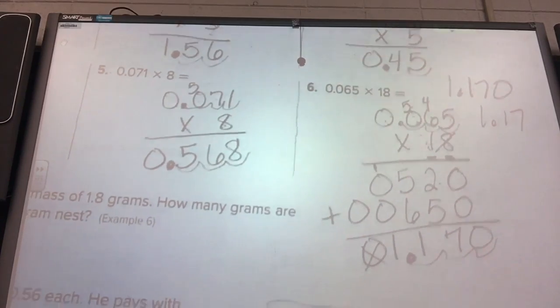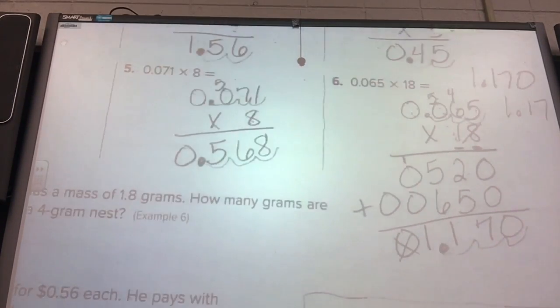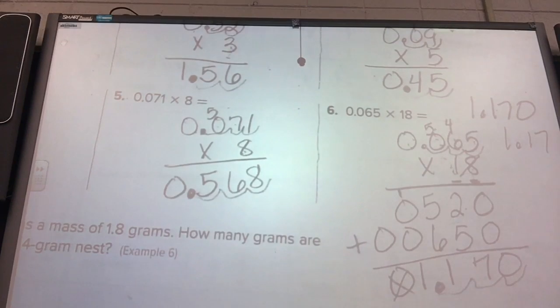So if you feel more comfortable putting the 0 there and making it 0.01.170, you can put it there. It's not going to make it wrong. But just think on a test, they may not have that 0 in there because most people just eliminate it.